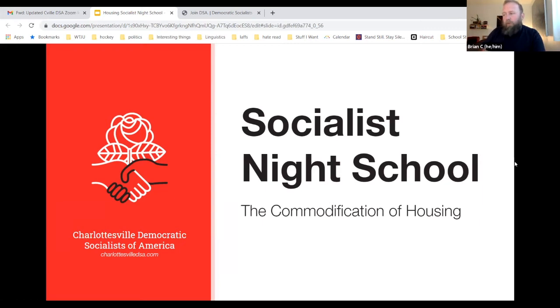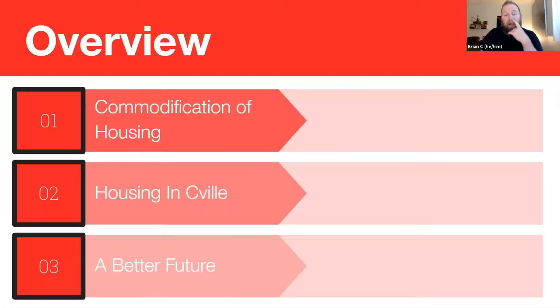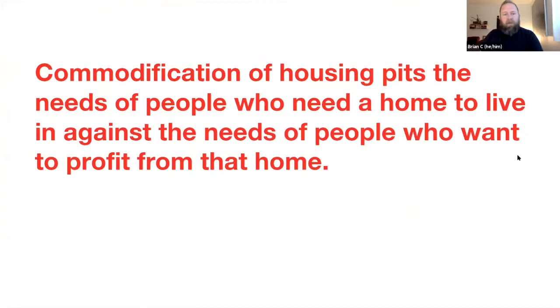This is the overview for tonight's session. We're going to begin with a discussion about modification of housing. We're going to talk about some terms, and I wanted to start really basic because I know we're all coming from different places. Then we'll talk about housing in Seville, and then talk about some ways that we might have a better future ahead of us. So we're going to begin by talking about housing as a commodity.